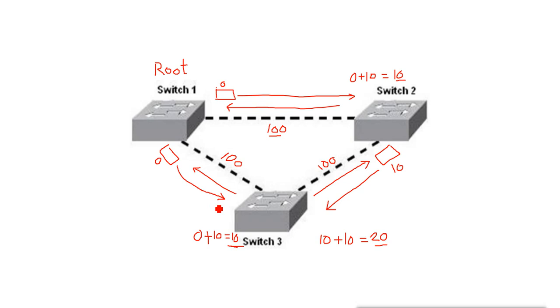Now this is the old value I am using. The new value for 100 Mbps is 19. So it becomes 19 here, and because the new value is 19, the other path is 19 plus 19, so it will become 38.